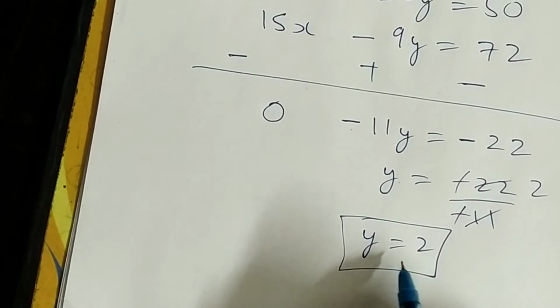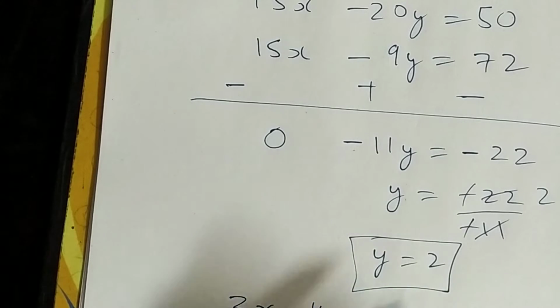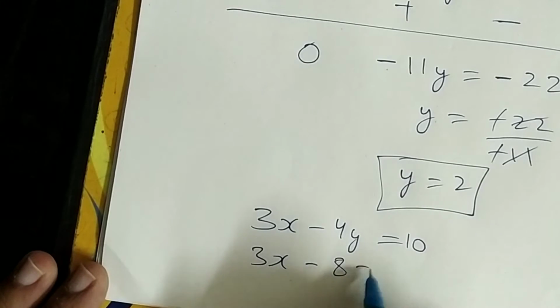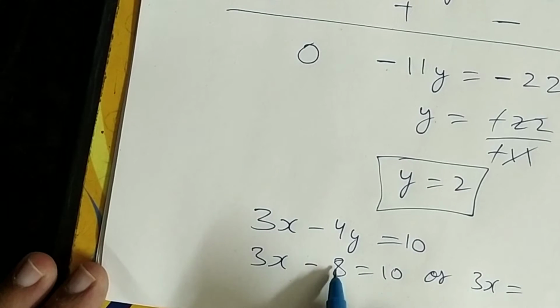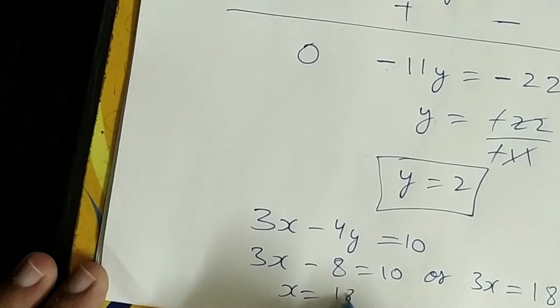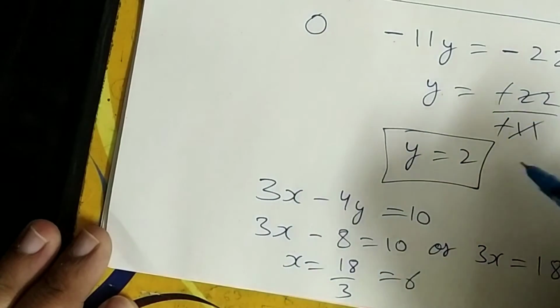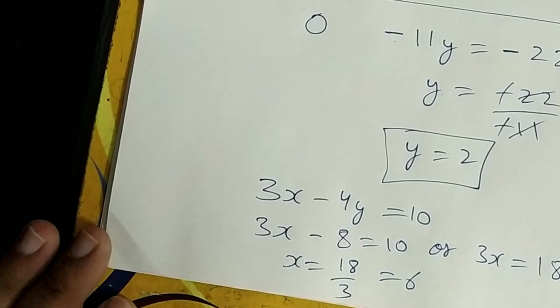Now put this value in either of the equations. For example, the first equation was 3x minus 4y is equal to 10. So put this value here: 3x minus 4 into 2, 8, is equal to 10. 3x is equal to 10 plus 8, 18. x is equal to 18 upon 3, which is equal to 6. So we have calculated the value of y is 2 and x is equal to 6.